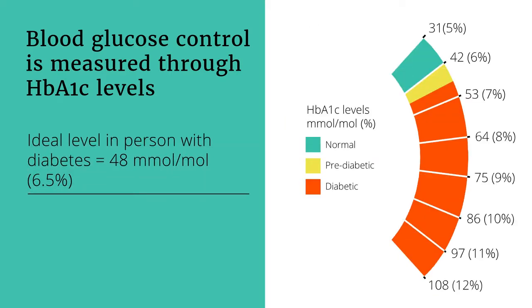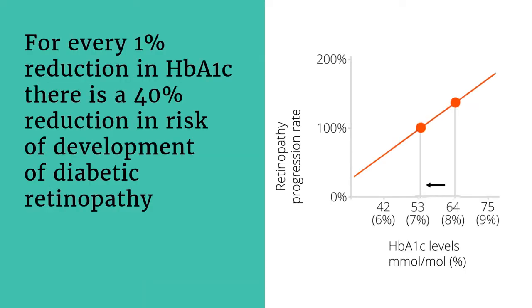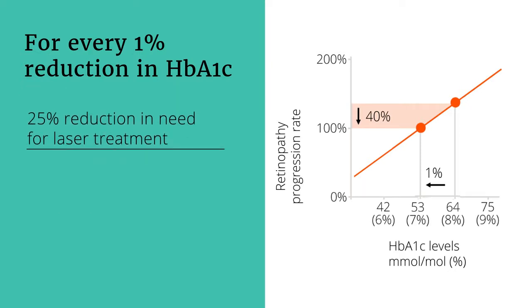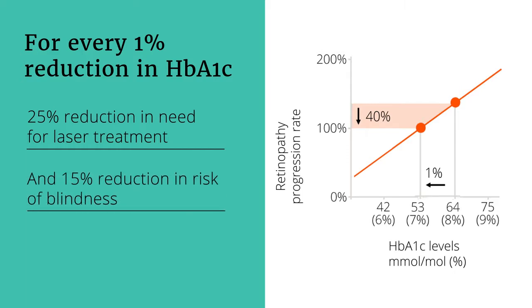The ideal HbA1c level in a person with diabetes is 48 millimoles per mole, 6.5%. Evidence shows that for every 1% reduction in HbA1c, there is a 40% reduction in risk for the development of the microvascular changes of diabetic retinopathy. On a practical level, this 1% reduction means a 25% reduction in the need for laser treatment and a 15% reduction in risk of blindness.